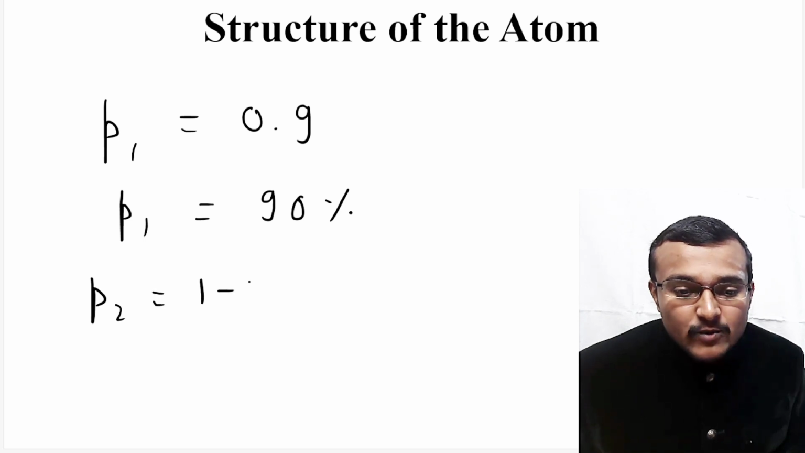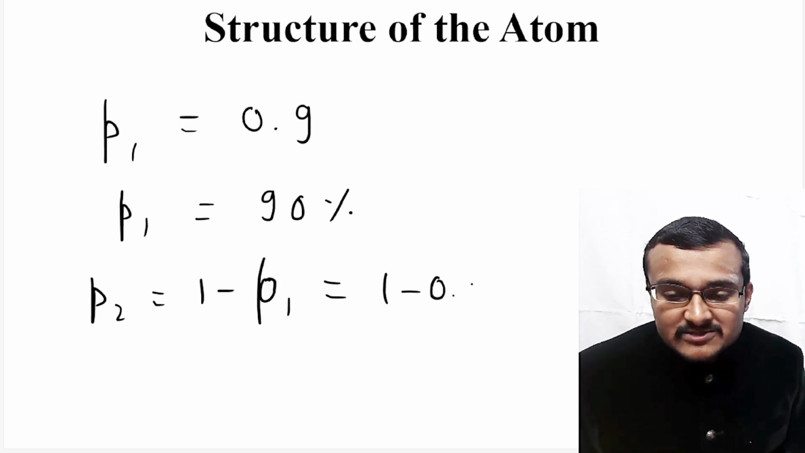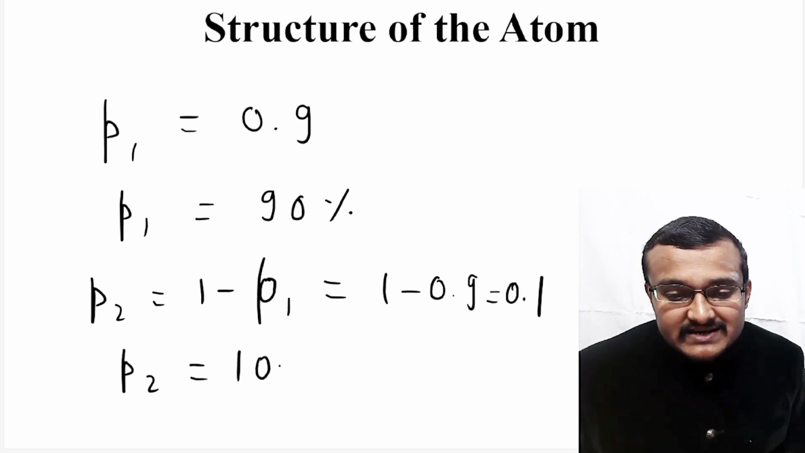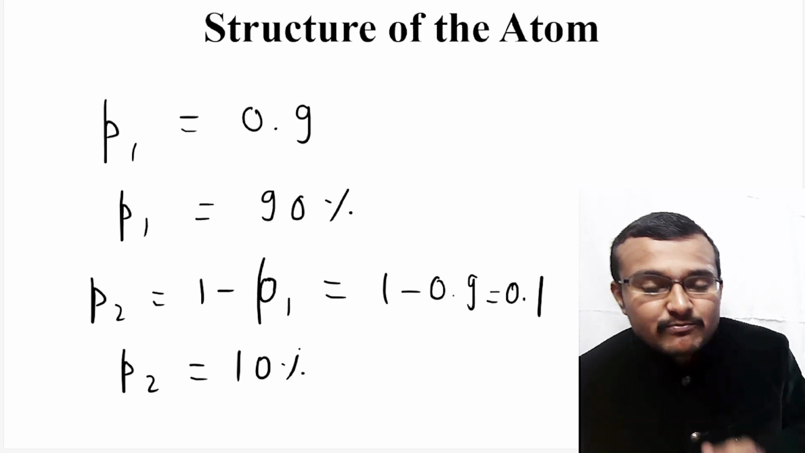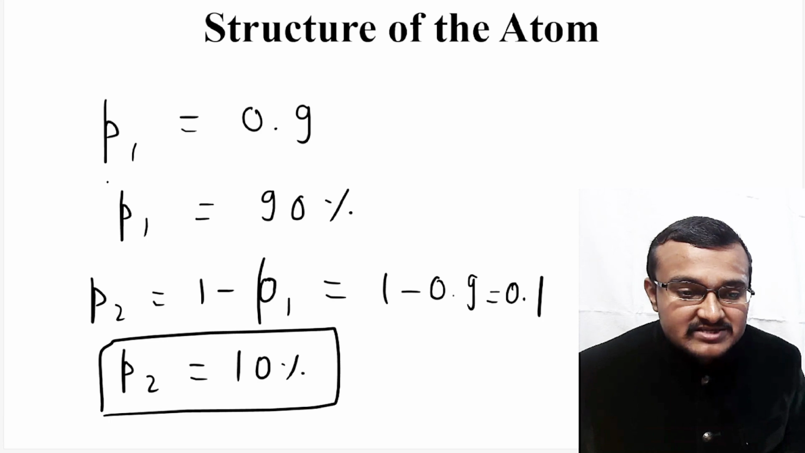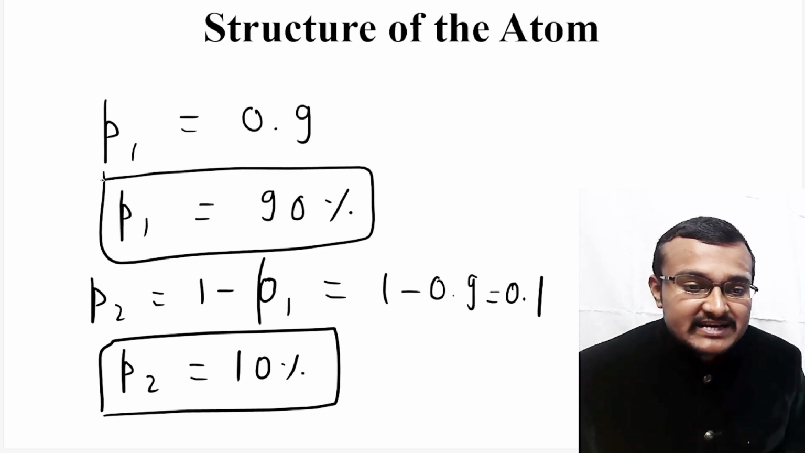So what will be P2? P2 is actually 1 minus P1. What is P1? P1 is 0.9. So 1 minus 0.9 will be 0.1, or you can multiply this with 100 to get percentage, that is 10%. So when you multiply 0.1 with 100, it will be 10. So P2 is actually 10% and P1 is actually 90%.